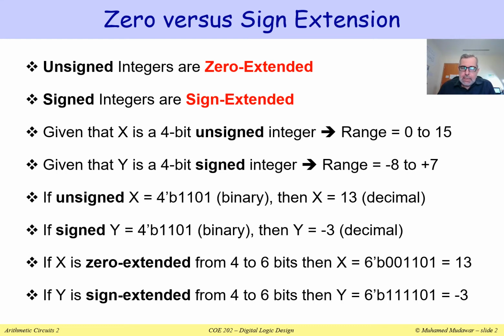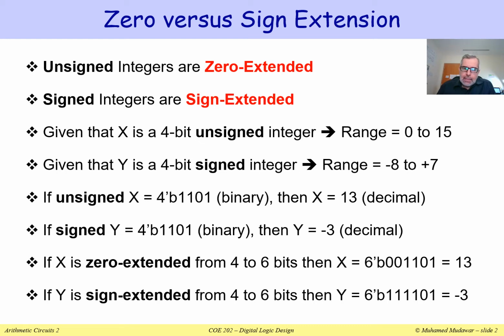So far we have seen unsigned integers and we have seen signed integers, and the focus here will be on the 2's complement representation. This is the standard way of representing signed integers on computer systems today. So the focus will be on the 2's complement representation only. I'm not going to talk about sign-magnitude or the 1's complement representation.